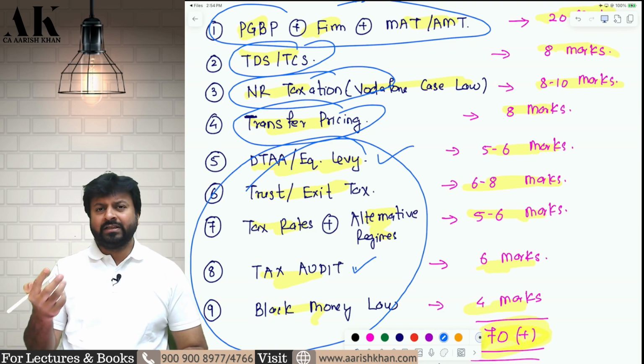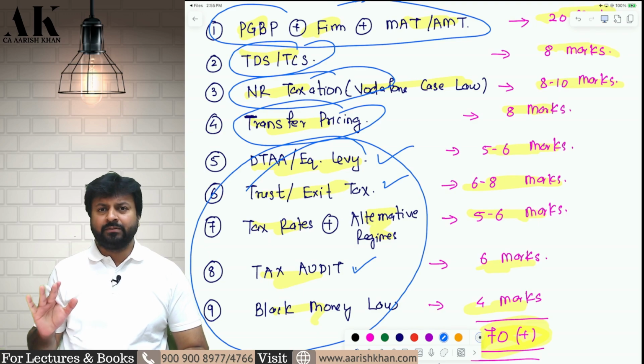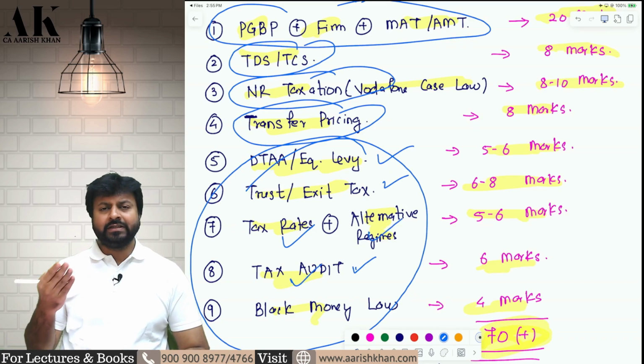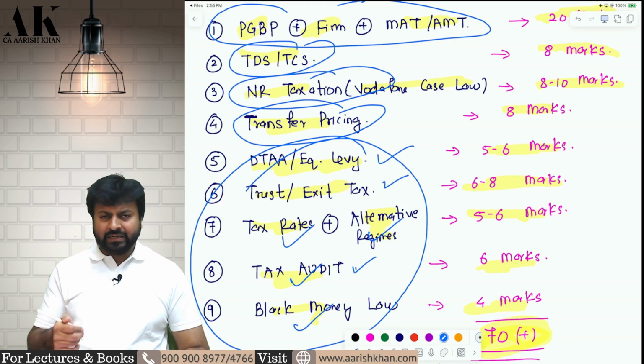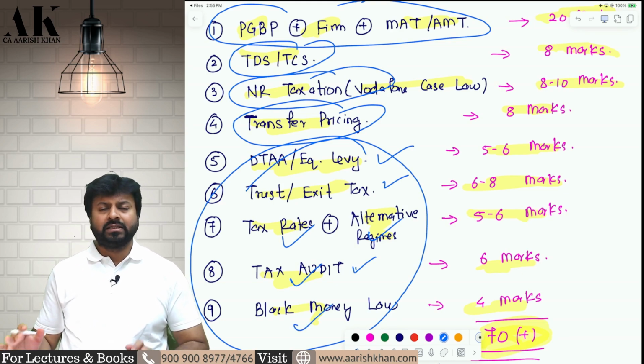DTAA equalization levy is a matter of 2 hours. Trust exit tax is a matter of 1 day. If you sit properly for 1 day, you will be able to complete trust and exit tax. Tax rates is a matter of a few hours. Alternative tax regime is a matter of a few hours. Tax audit, it may take some time. Black money law is a very small topic of 6 to 7 pages. That's it. There is nothing great in this.